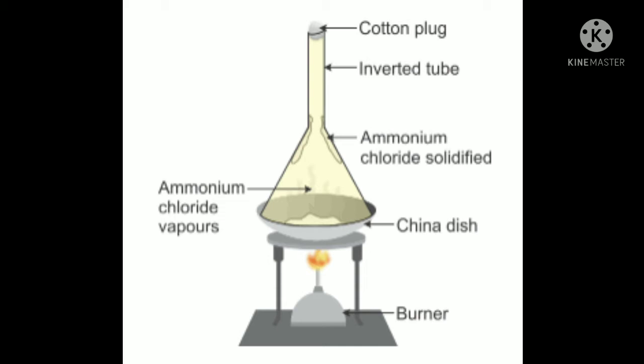Ammonium chloride will heat up, as it is a sublimable solid. What is sublimable actually? Ammonium chloride is said to be a sublimable solid because it will directly convert into gas without entering the liquid phase. So what will happen here? The common salt will remain in the china dish, and ammonium chloride will be collected. When the solidified ammonium chloride is in the neck of the funnel, it is separated by the process of sublimation. So this is the process of sublimation.